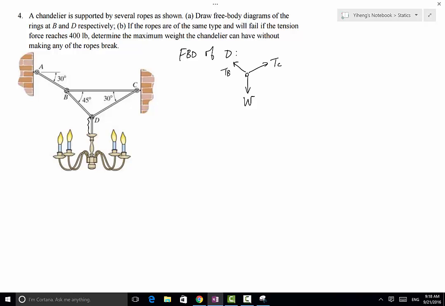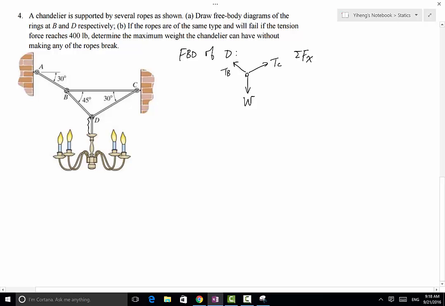We have 3 unknowns, and this is a 2D particle equilibrium problem. We can only write 2 scalar equations that will enable us to solve for only 2 unknowns. However, I'm going to treat W as if it's known, as a parameter, and solve for TB and TC in expressions of W. So again, I'm going to apply Newton's first law.